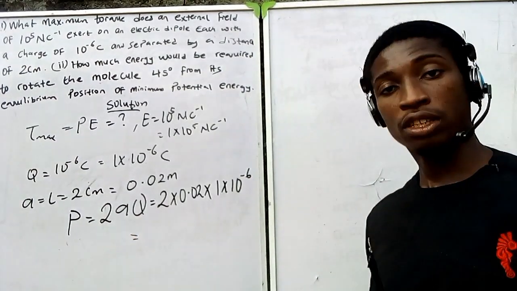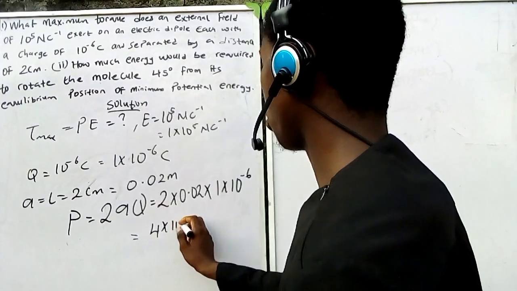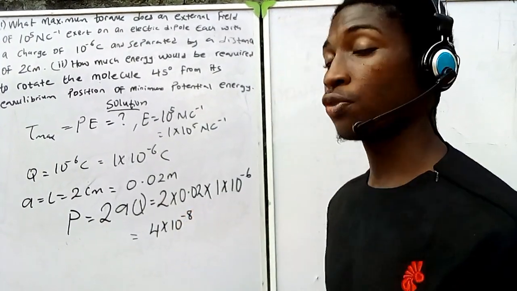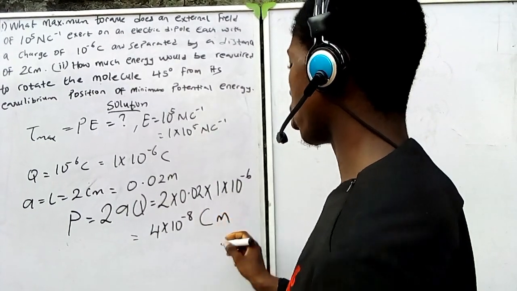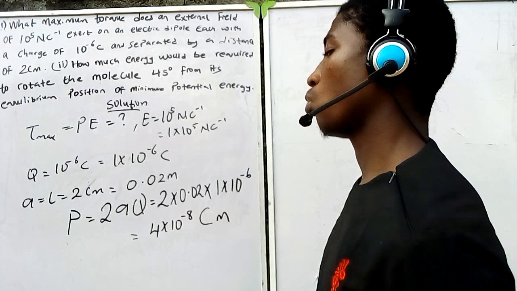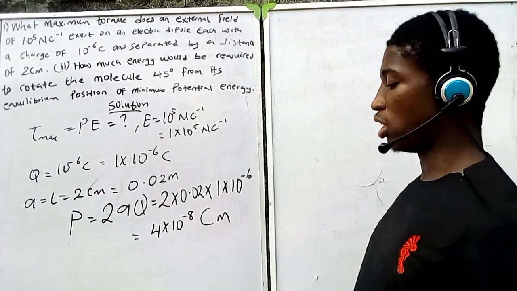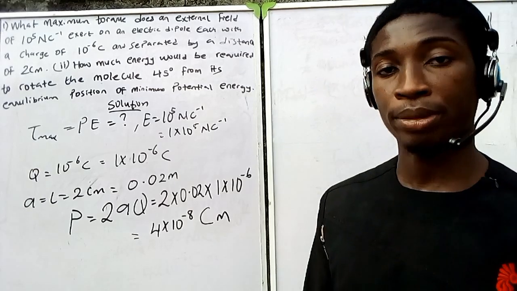And when you multiply everything, you get 4 times 10 to the power of negative 8. And what is the unit for electric dipole moment? Coulomb meter. Of course, charge is in coulomb, distance is in meter. Coulomb meter, not meter coulomb. It looks more beautiful as coulomb meter.